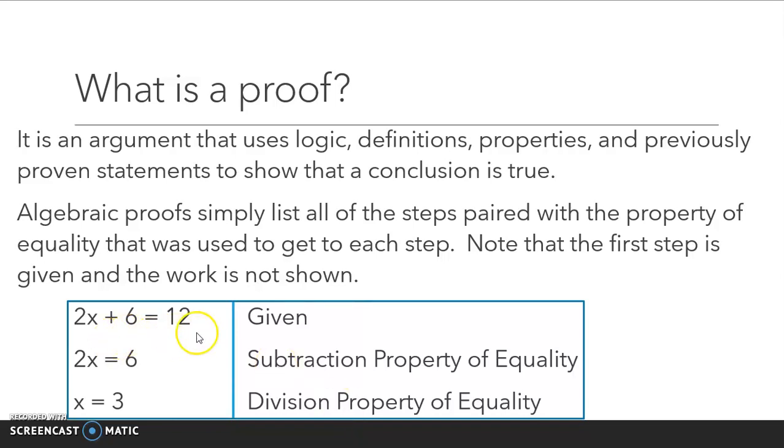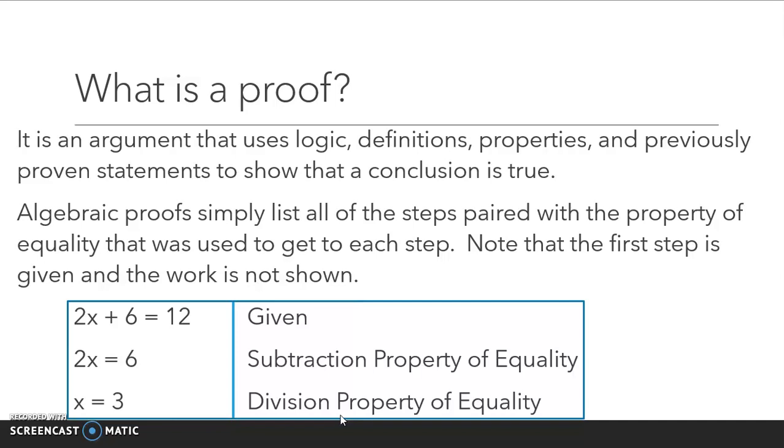And like I said, you're not showing the work between these steps, you're just showing the result of what you did. And the result is labeled with the reason you are allowed to subtract that 6, or the reason you're allowed to divide by 2. Now, please note that a good reason is never prove or proven. Don't write that in your proof. That is not allowed. It is not a good reason.